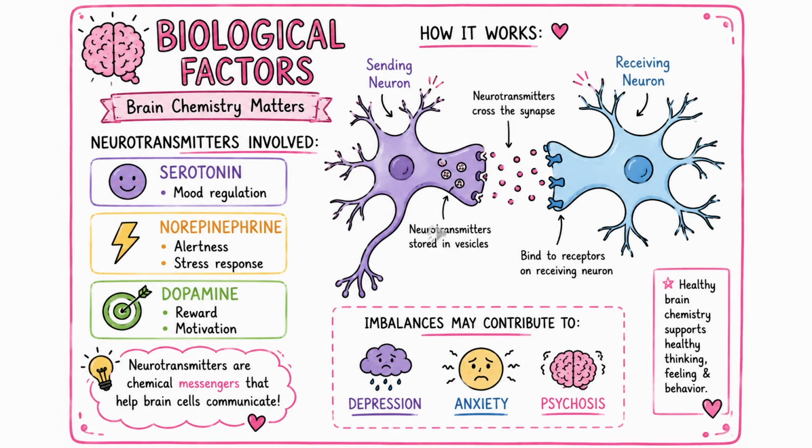Serotonin plays an important role in mood stability, sleep, appetite, and emotion regulation. Norepinephrine helps regulate alertness, attention, energy levels, and the body's response to stress. Dopamine, on the other hand, is associated with reward, motivation, pleasure, learning, and movement.